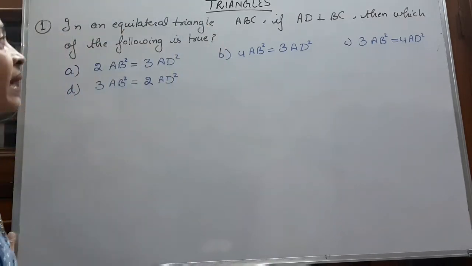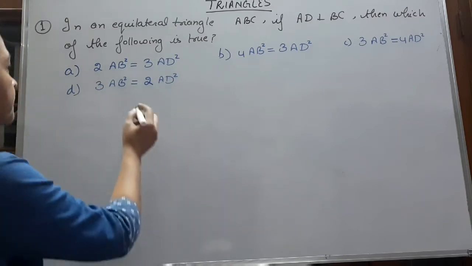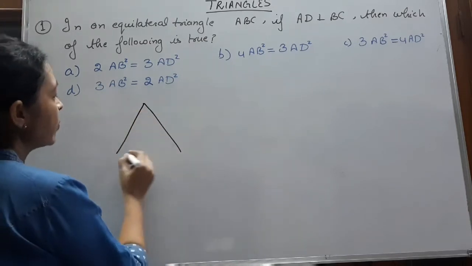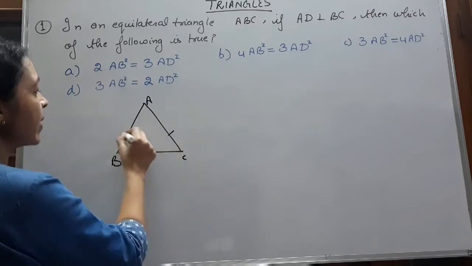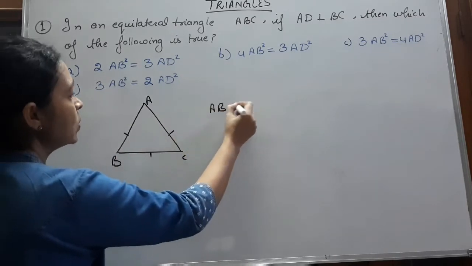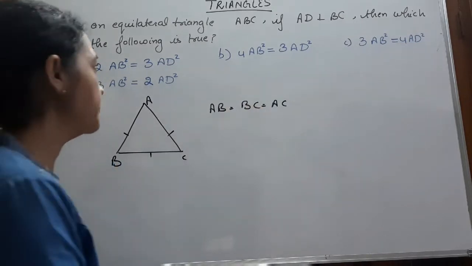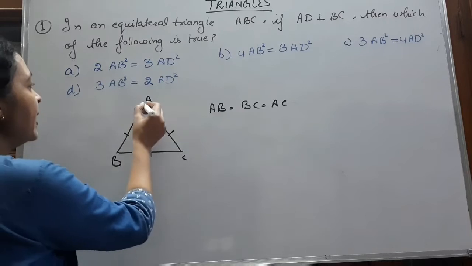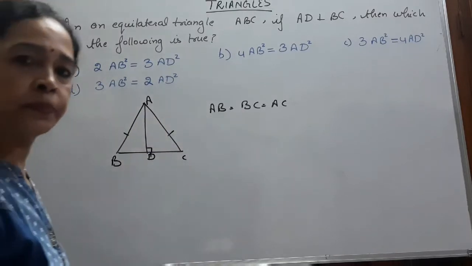In an equilateral triangle ABC, if AD is perpendicular to BC, then which of the following is true? We have an equilateral triangle ABC. It is an equilateral triangle, means AB equals BC equals AC. All the sides are equal. Now AD is perpendicular to BC. This is AD perpendicular to BC.